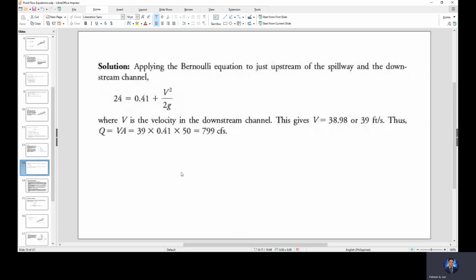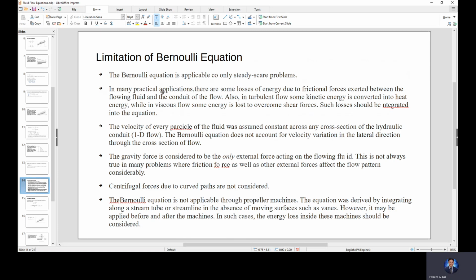So that's it for examples involving the continuity equation and Bernoulli's energy equation. Now we have here the limitations of Bernoulli's energy equation. In almost all problems or equations, there must be a limitation and some validity.